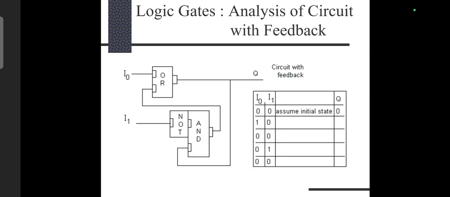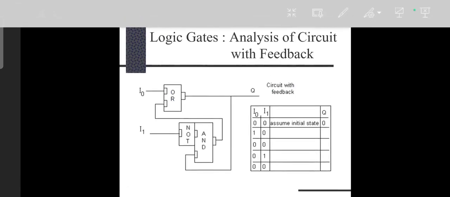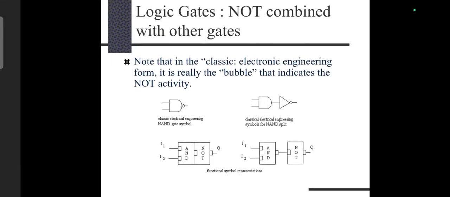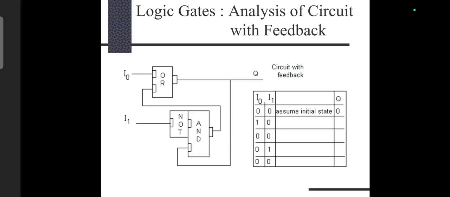Similar to the NAND gate, we can also construct the NOR gate. How can we construct the NOR gate? We can construct the NOR gate by combining the OR gate with the NOT gate. So this slide shows the analysis of the circuit with feedback. This we will discuss in the later part.